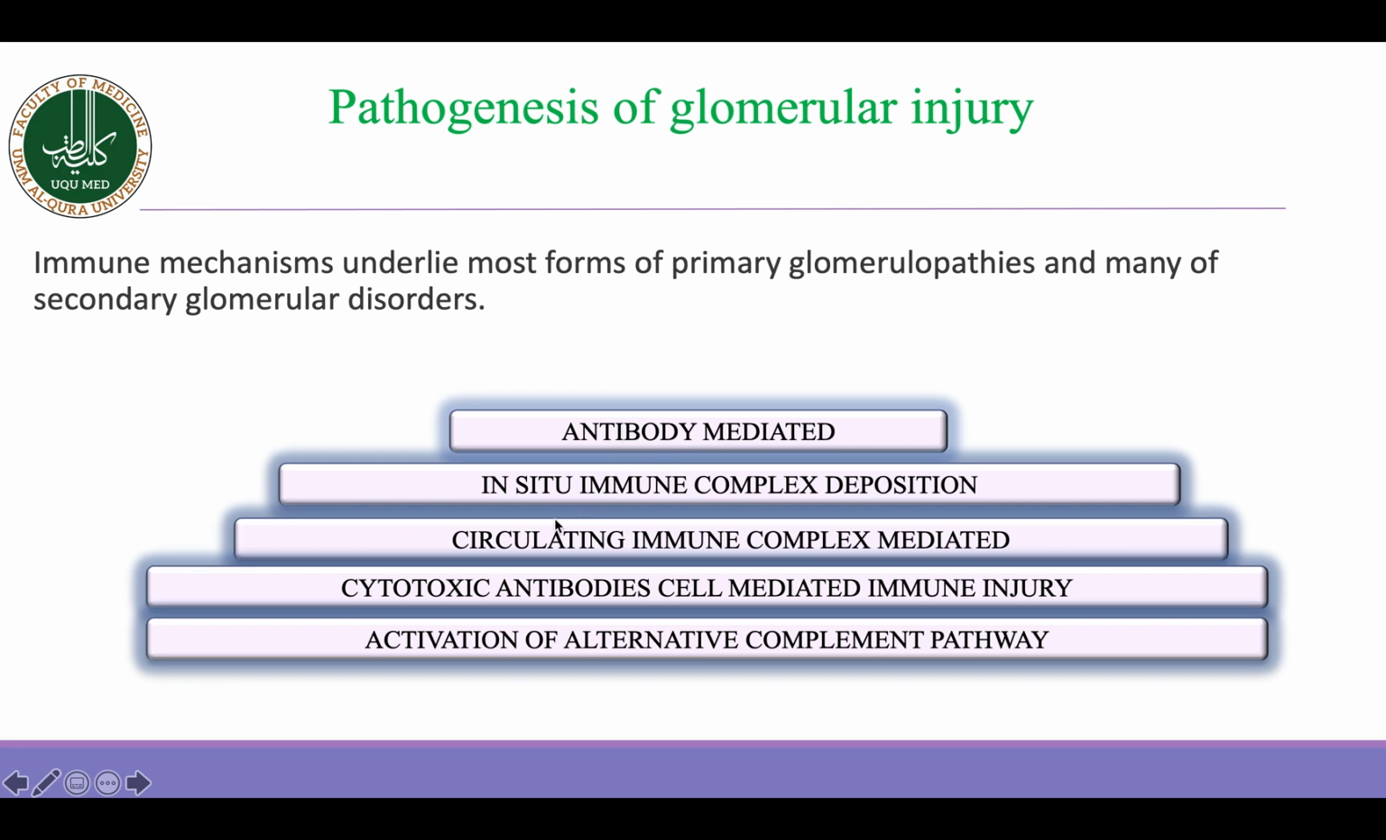In between those two, the antibody mediated and the circulating immune complex, there is a type that is discussed in the literature, and they name it in situ immune complex deposition. So the immune complex is not circulating, it forms in situ within the kidney. So this is another type of immune mediated disorder. Another type is cytotoxic cell mediated immune injury. So the cellular reaction is the responsible mechanism for the injury, and it might not be related to antibodies. Activation of the complement pathway is a finding in some of the glomerular diseases, where the complement activation results in inflammation and injury of the kidney.